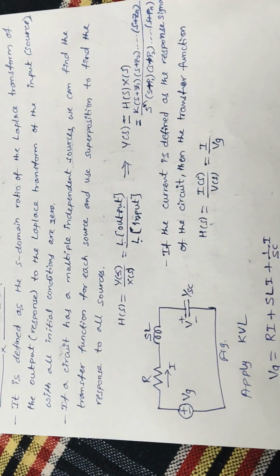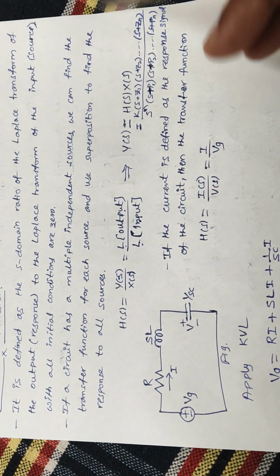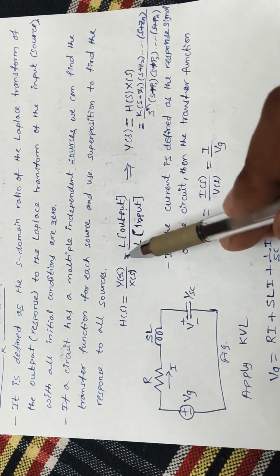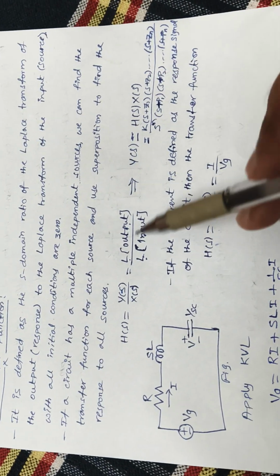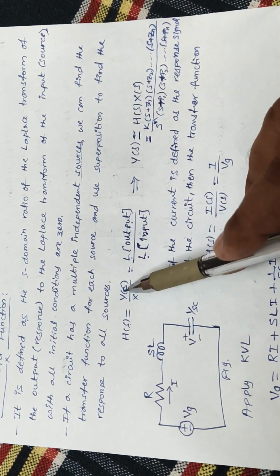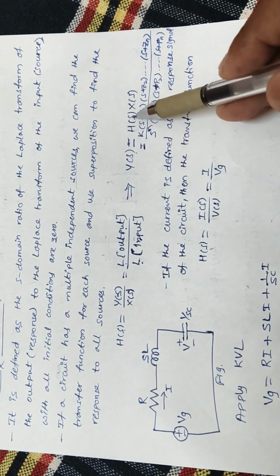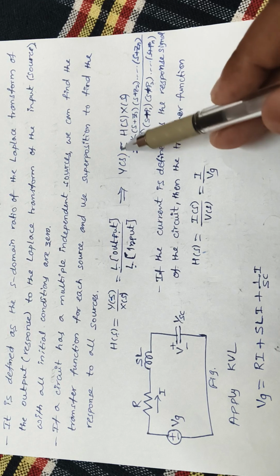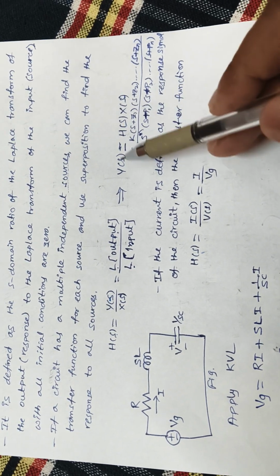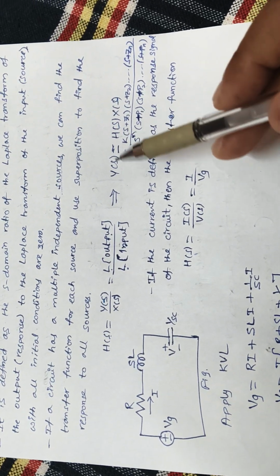If you have multiple sources, take one source at a time, like the superposition theorem, and we find the Laplace transform. If you know the transfer function, you can find the output also. That is Y of s is equal to H of s into X of s. If you apply the inverse Laplace transform, you will get y of t also.